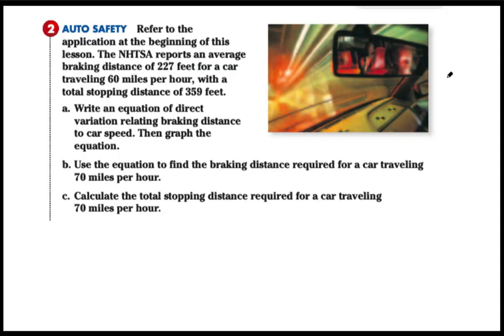In example 2, we're talking about auto safety. So we're referring to the application at the beginning of the lesson. The NHTSA reports an average braking distance of 227 feet for a car traveling at a rate of 60 miles per hour with a total stopping distance of 359 feet.